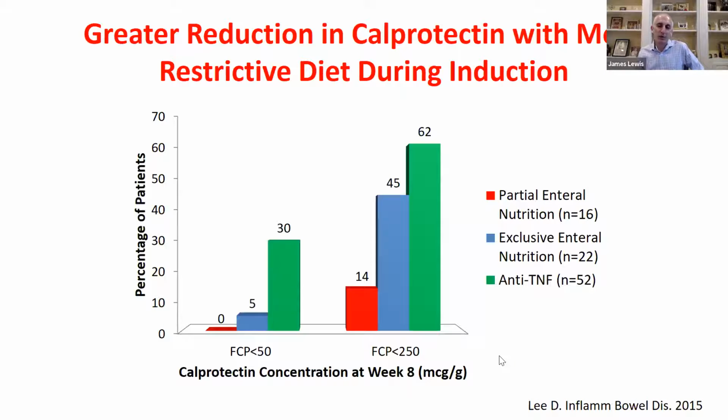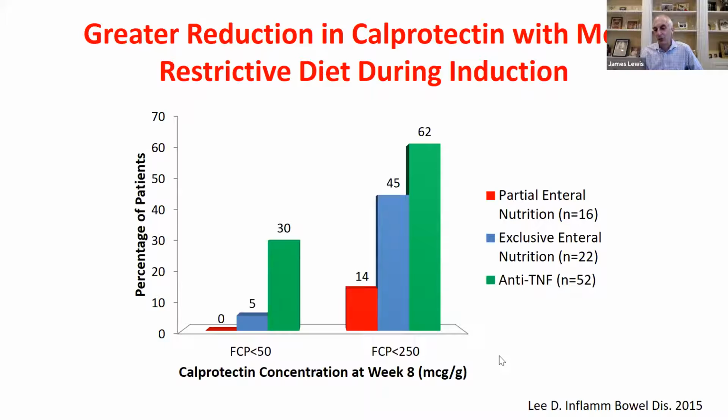And so if you looked at response of fecal calprotectin, so getting your calprotectin below either 50 or below 250 by 8 weeks, you can see that while anti-TNF therapy did the best, exclusive enteral nutrition to get your calprotectin under 250 was actually quite effective, with 45% of the children achieving that versus only 14% with partial enteral nutrition. Albeit none of the therapies were that great at getting to below 50, with anti-TNF being the best, obviously, but neither exclusive enteral nutrition nor partial enteral nutrition were particularly successful at completely normalizing the calprotectin.